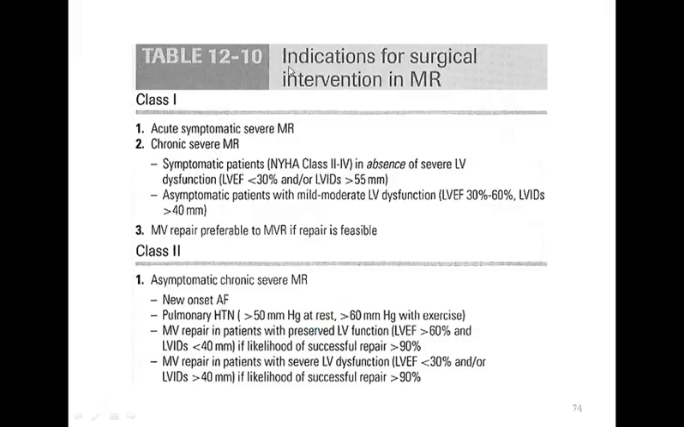So here you can see the indications for surgical intervention in mitral regurgitation. Class 1 indication: acute symptomatic severe mitral regurgitation, go for valve surgery. Then chronic severe mitral regurgitation in a symptomatic patient, NYHA class 2 to 4, in the absence of severe left ventricular dysfunction, you go for a valvular intervention. Asymptomatic patient with mild to moderate left ventricular dysfunction, ejection fraction 30 to 60, you go for valve surgery. Mitral valve repair is preferable to mitral valve replacement if repair is feasible.